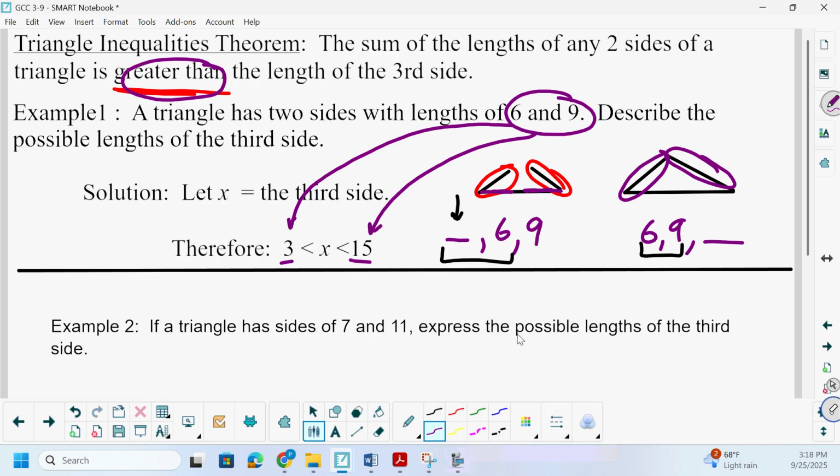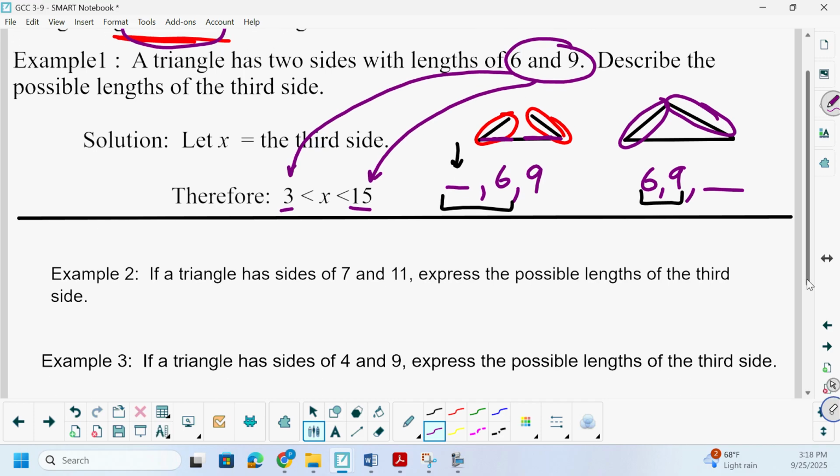So hopefully to get the 3, you talked about how you could take the difference between 6 and 9. So 9 minus 6 gives us the 3. And to get the 15, you could take the sum of the 6 and the 9. 6 plus 9 gives us 15. So do the difference to get the lower bound, do the sum to get the upper bound. So we're going to practice this with a couple of examples here. We're going to write an inequality that could represent all the possible lengths of the third side.